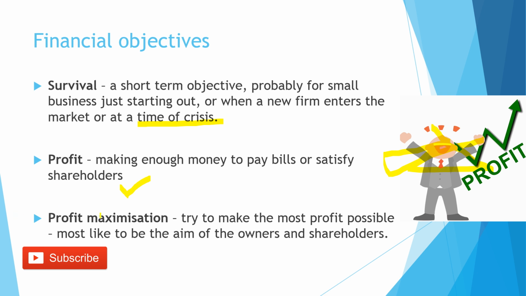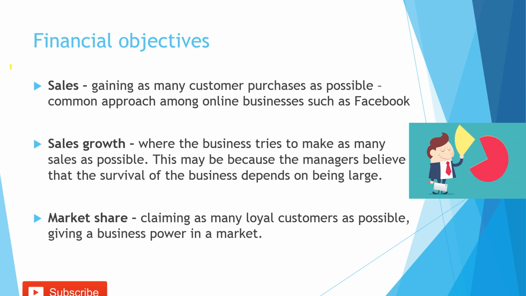Another financial objective will be profit maximization. Try to make the most profit possible, most likely to be the aim of the owner and shareholders again. So shareholders and owners, as soon as they survive the market, as soon as they make a little bit of profit, the next objective they will set up is to maximize their profit.